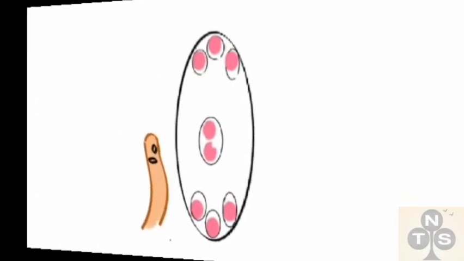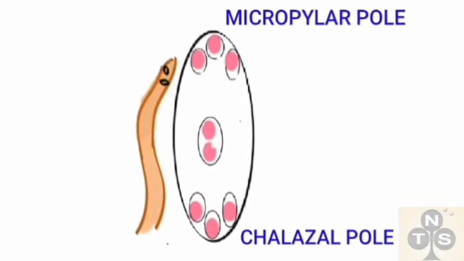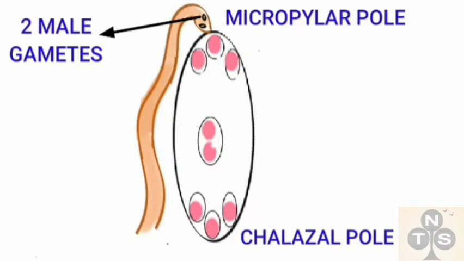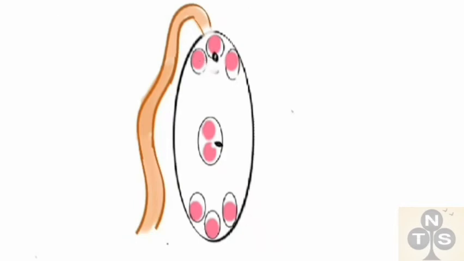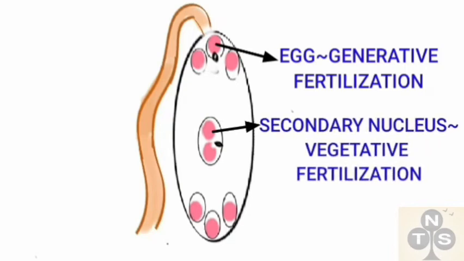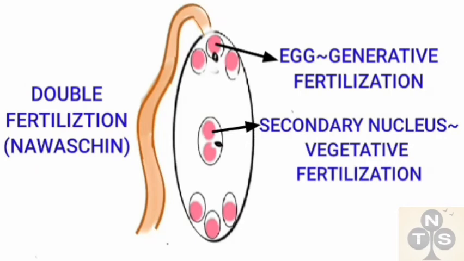After entering the ovule, the tip of the pollen tube moves towards the micropyle of the embryo sac, where the pollen tube knocks the synergids, and the pollen tube tip disintegrates, releasing the sperms inside the embryo sac. The egg fuses with one of the sperms. It is called generative fertilization, while the second sperm fuses with the secondary nucleus. This is called vegetative fertilization. This type of fertilization is called double fertilization. It was first discovered by Nawaschin.